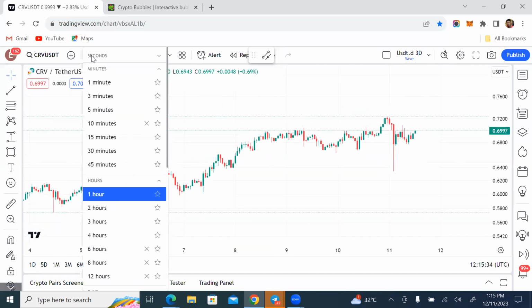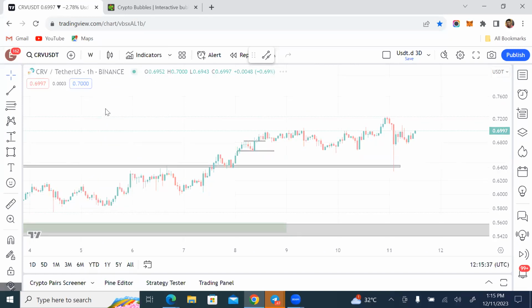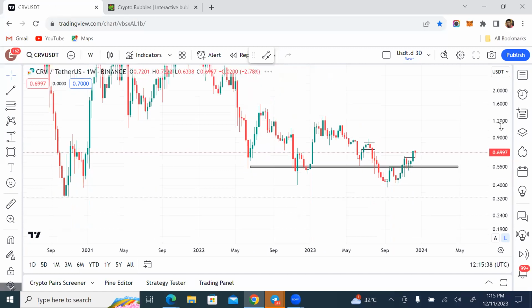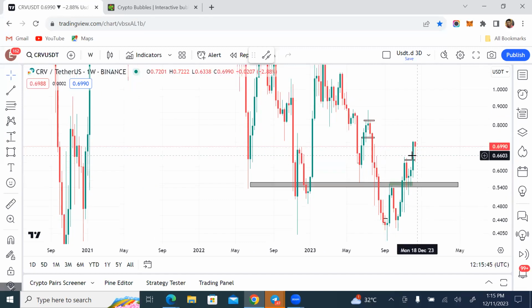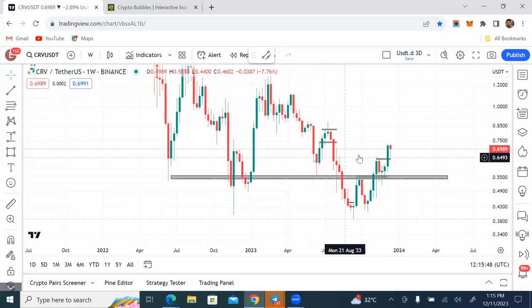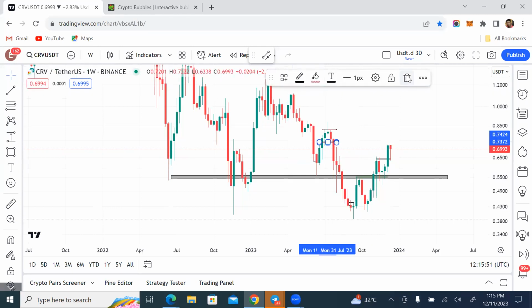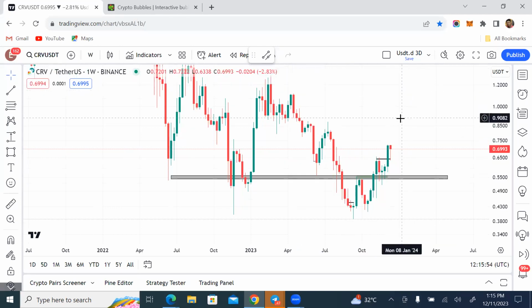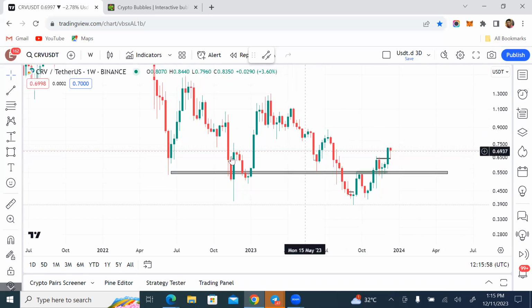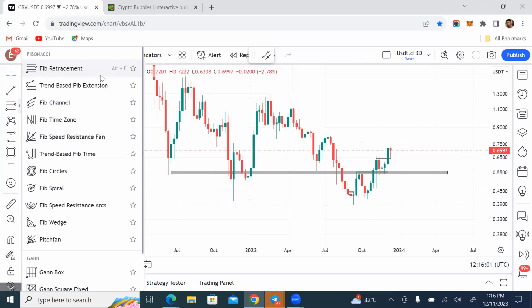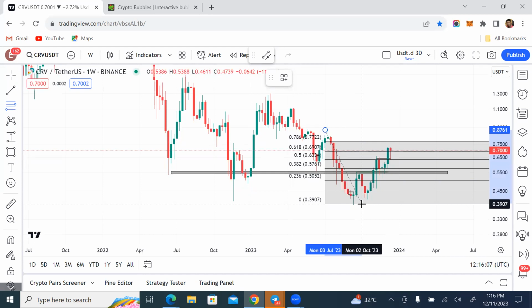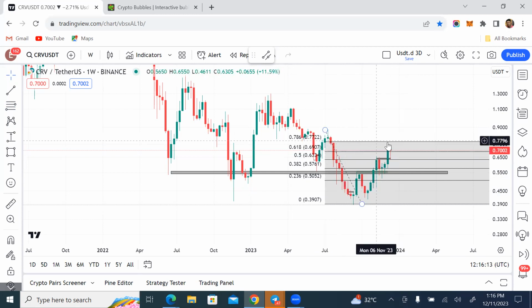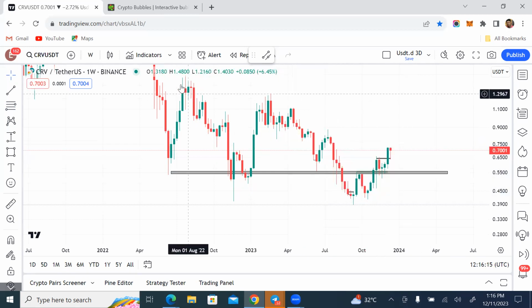Okay, I don't want to assume. Let's go to the weekly first. CRV is not doing bad. It's not doing bad at all. So we may likely come around again to, let's see what the retracement looks like. Okay, it's already at 0.618. Okay, not bad, not bad.